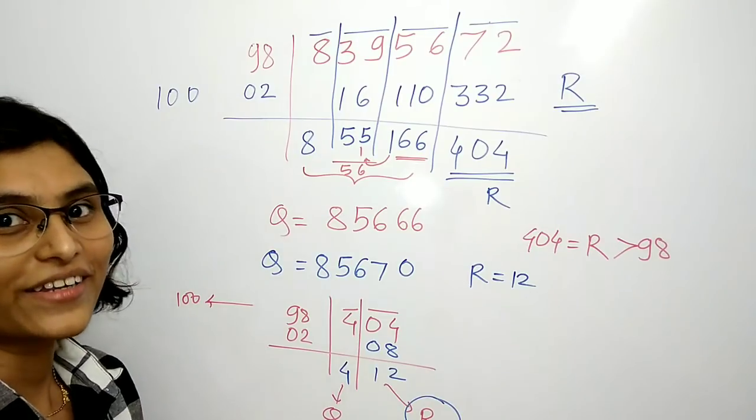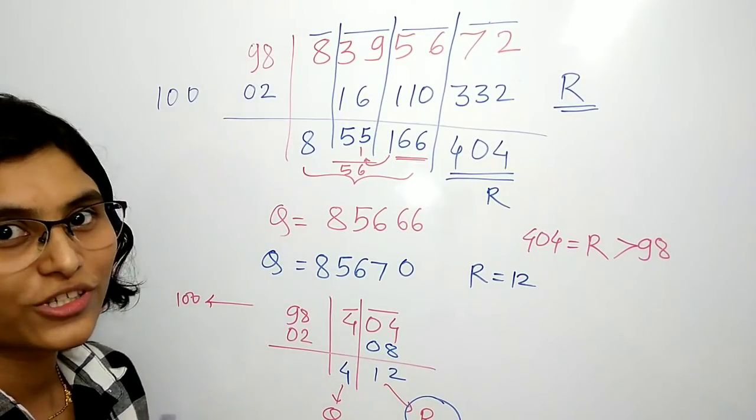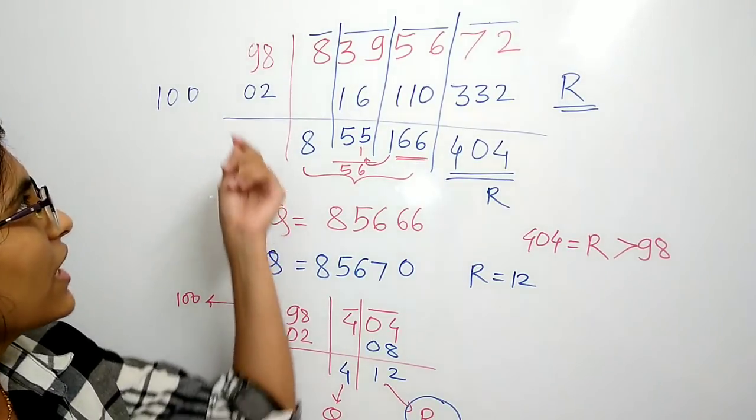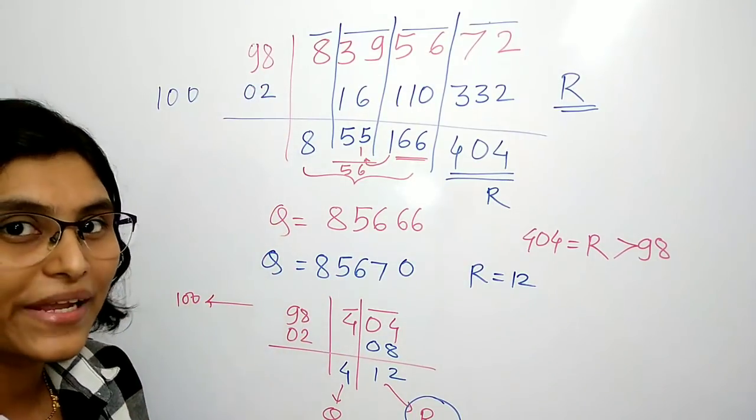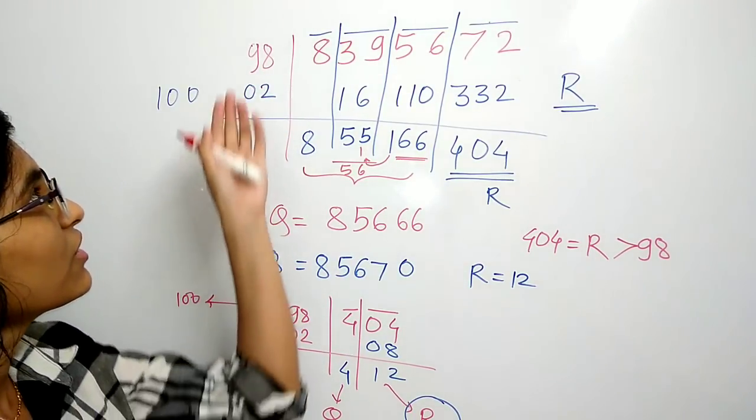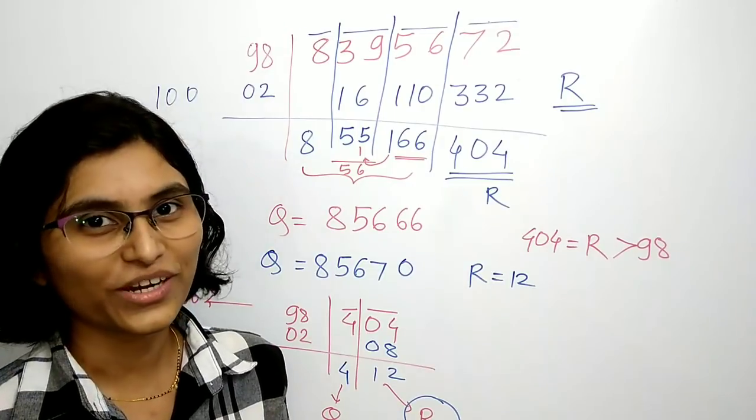So we can divide any number by a 2-digit number, but just note that this method is more applicable for numbers which are closer to 100. I hope you understand this trick.